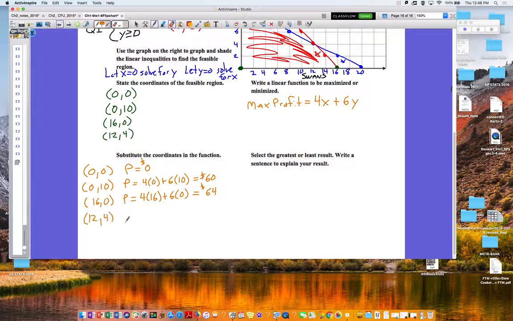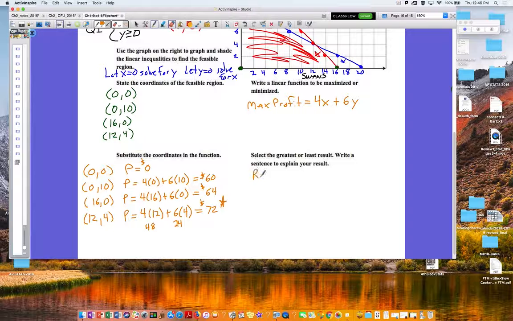Last one, 12, 4. So I get 4 times 12 plus 6 times 4. 4 times 12 is 48. 6 times 4 is 24. Add those together. Look at that. $72 is going to be my max profit.